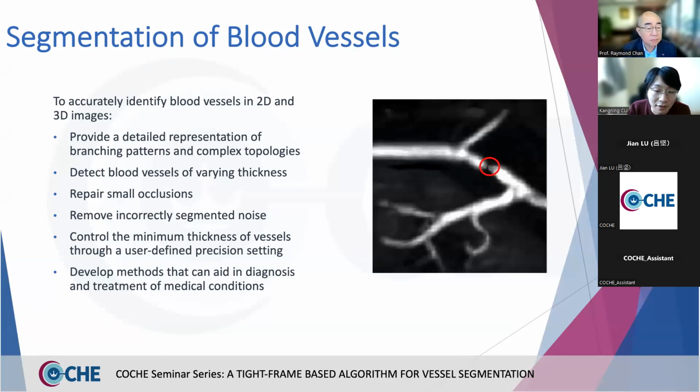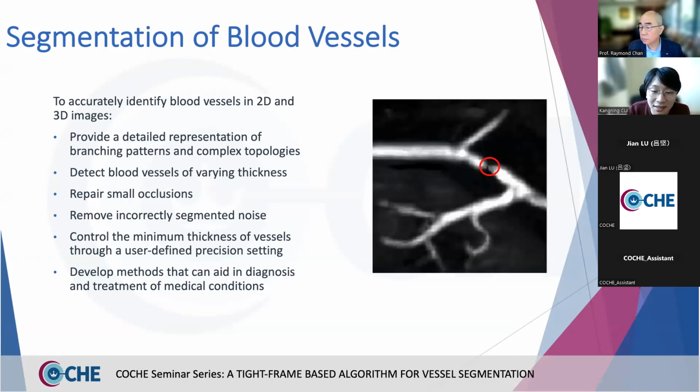Accurately identifying those blood vessels in 2D or 3D images is very challenging due to the complexity and diversity of the structure of the vessels. They exhibit various branching patterns, complex topologies, and varying thickness. It is very important to provide a detailed representation of the branching patterns and the topologies in the image, which requires developing techniques that can identify the branching points and the junctions of the blood vessels, and distinguish them from other structures in the image. And then there is detecting blood vessels of varying thickness.